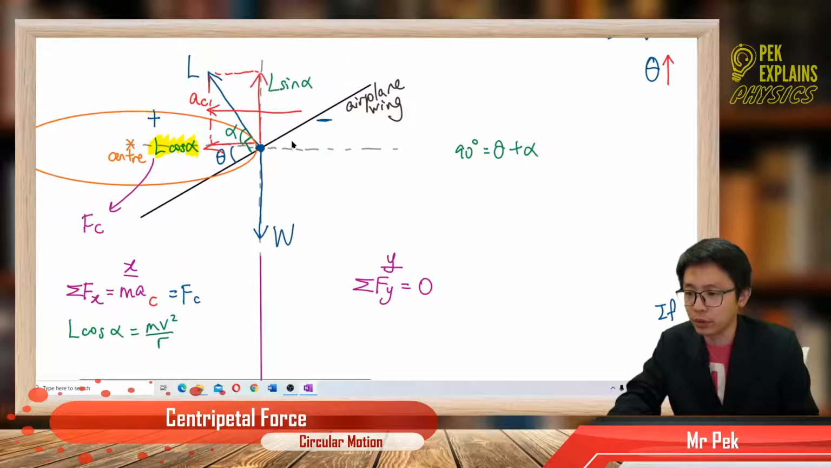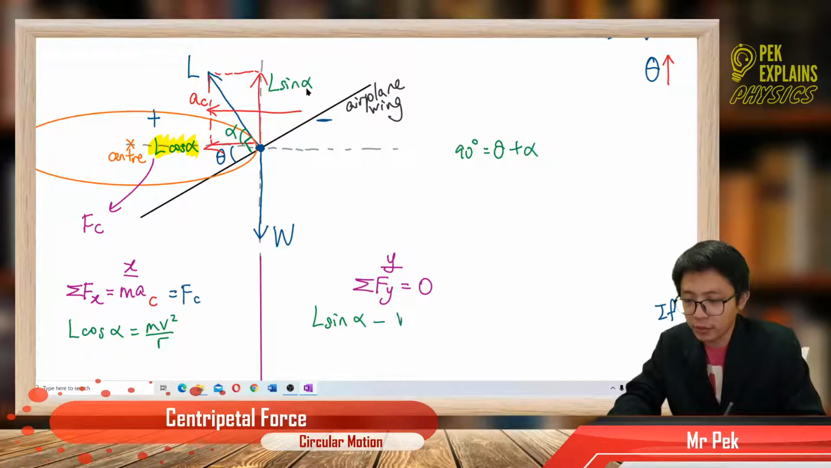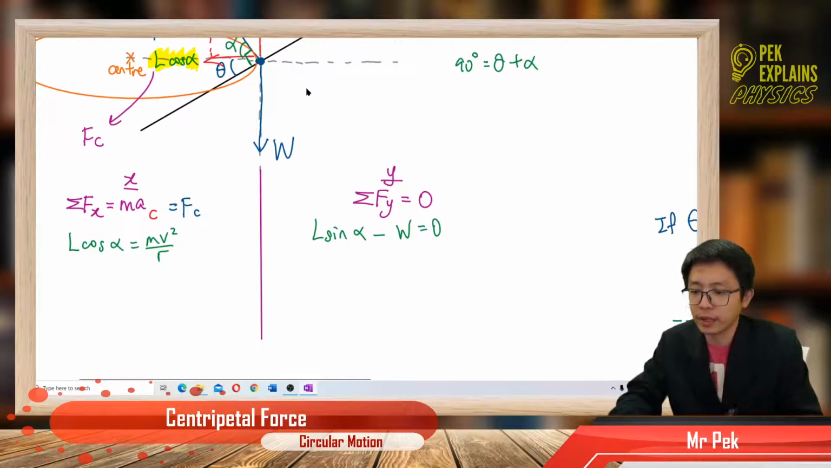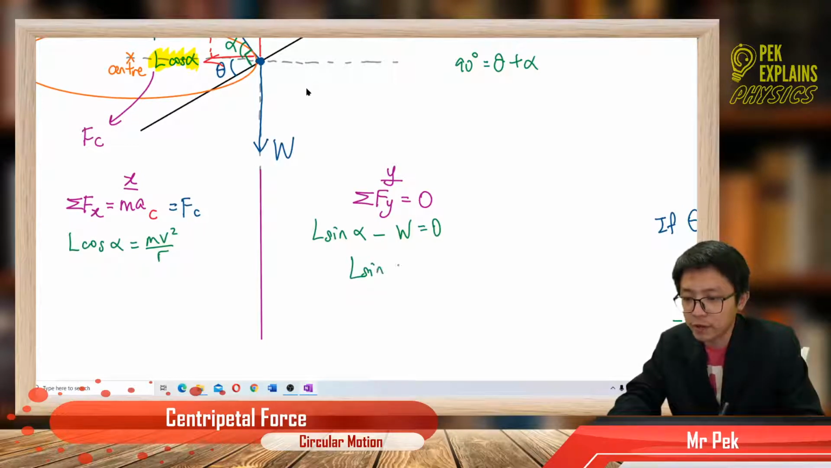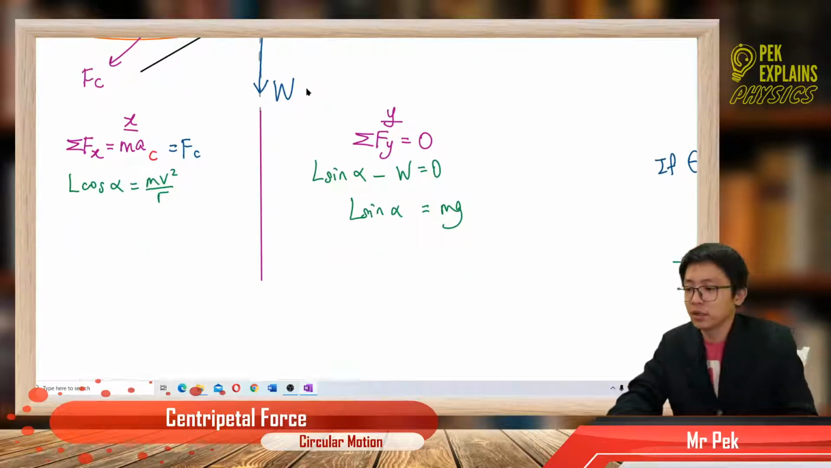Now, the y component we must also do. The y component has no acceleration, so it's equilibrium for the y component. So Fy equals 0. We can just use L sine alpha minus weight, L sine alpha minus the weight equals 0. So L sine alpha equals mg. Okay? So now we have two formulas, formula 1 and formula 2.